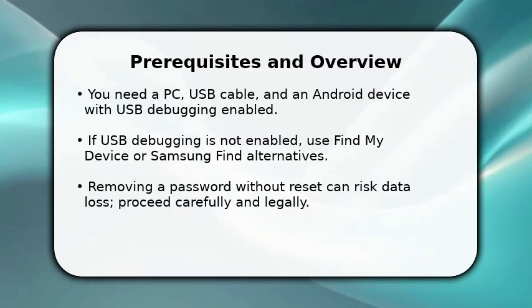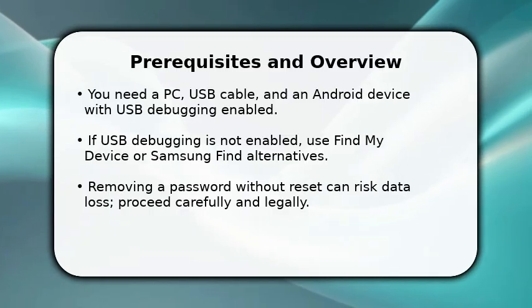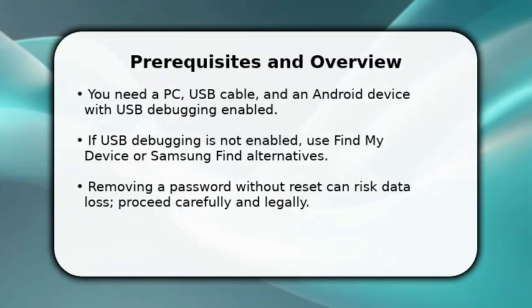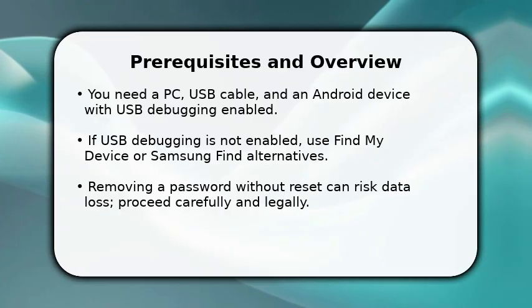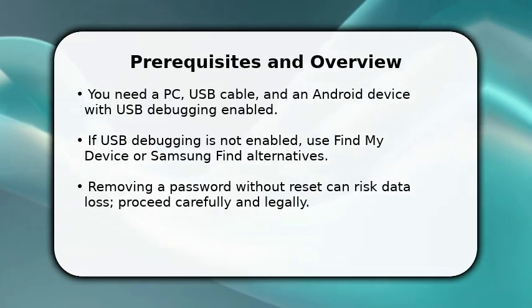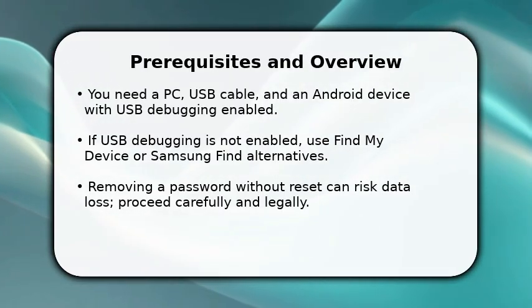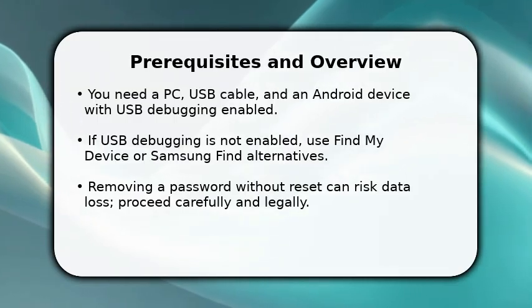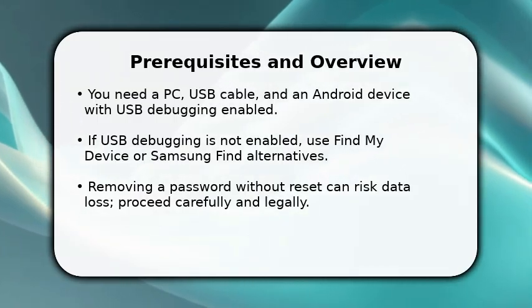You will learn approaches to remove an Android lock without factory resetting. First, verify essential prerequisites before proceeding. You need a PC, a USB cable, and a device that trusts the PC. Confirm USB debugging is enabled in developer options on the phone.